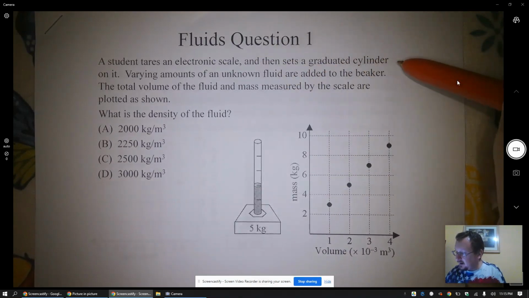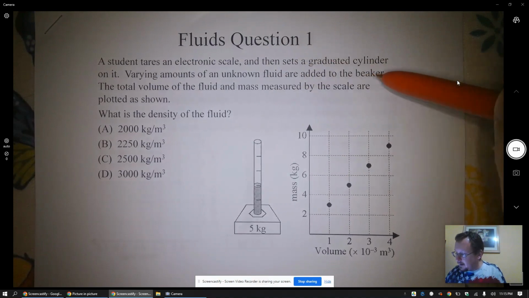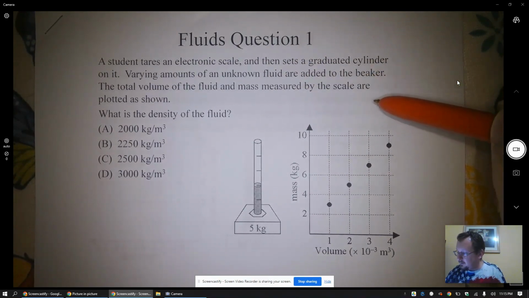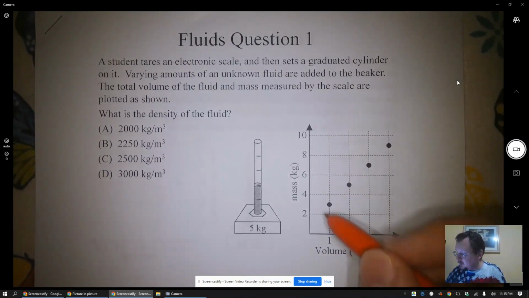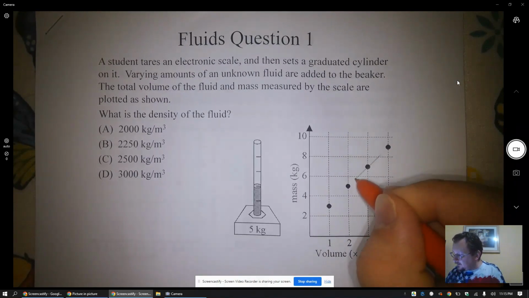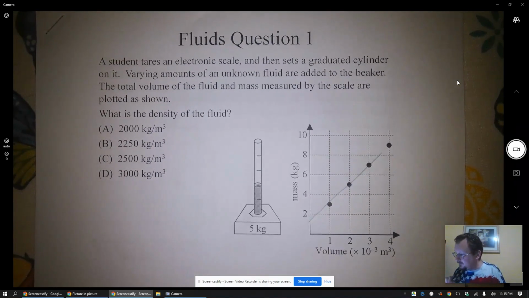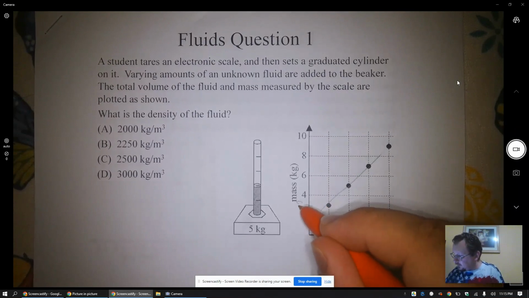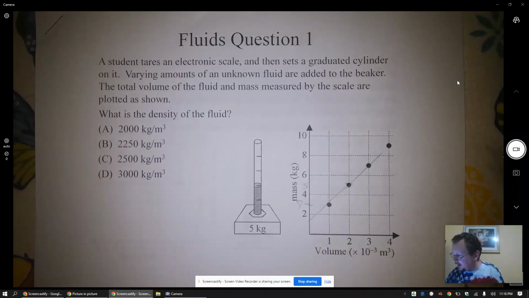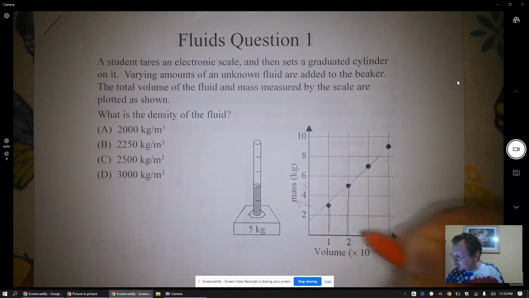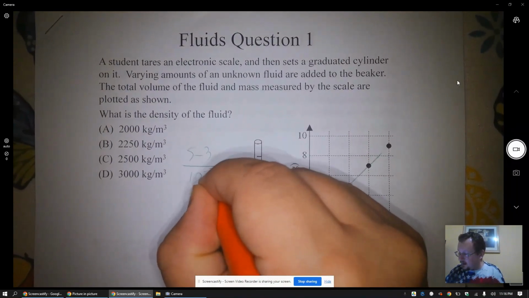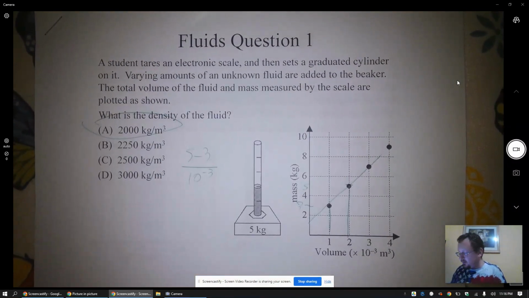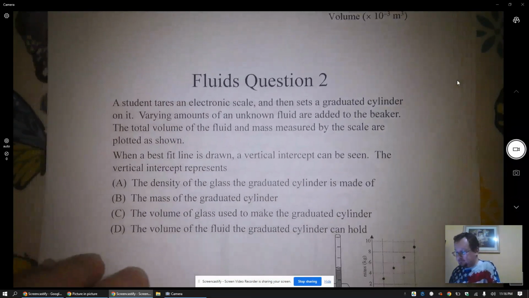Student tears an electronic scale, sets a graduated cylinder on it, and varying amounts of an unknown fluid are added to the beaker. The total volume of the fluid and the mass measured by the scale are graphed as shown. What's the density of the fluid? The idea is that the students would simply take the slope of the graph. So if I take the slope, it looks like from 3 to 5, and it looks like we go over a 10,000th. So it'd be 5 minus 3 over 10 to the negative 3, which is 2,000 kilograms per meter cubed. All right, so let's keep going here.